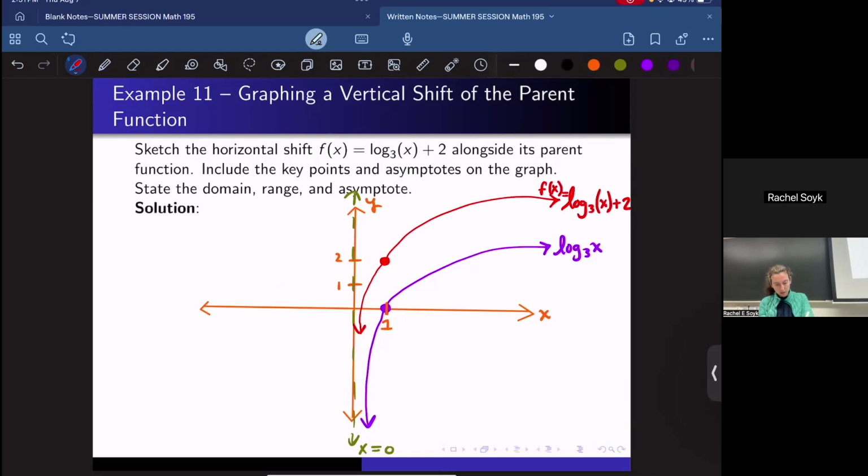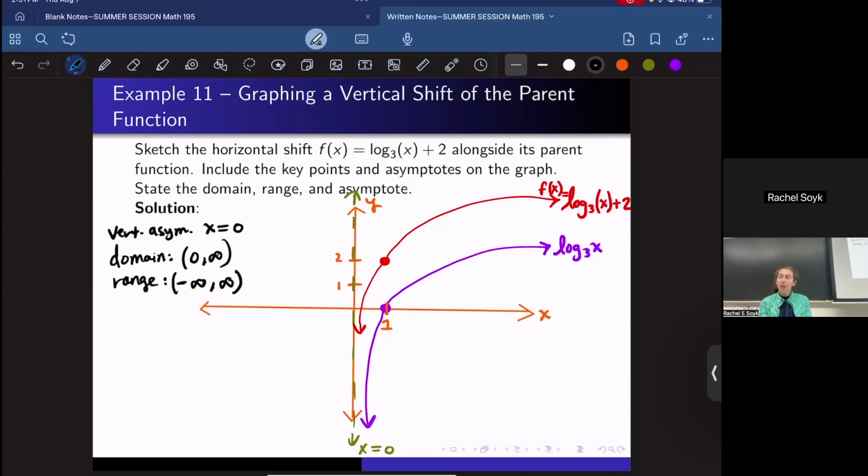So let's write off to the side. We have a vertical asymptote at x equals 0. What's our domain here? Yeah, and what's our range? Yeah, and we're done. Questions at all? Neat.